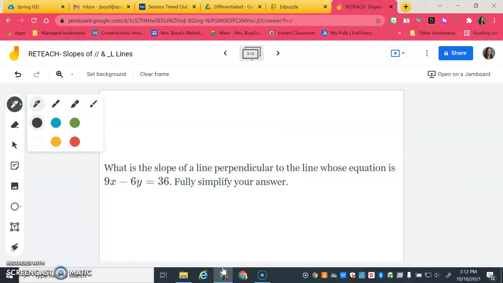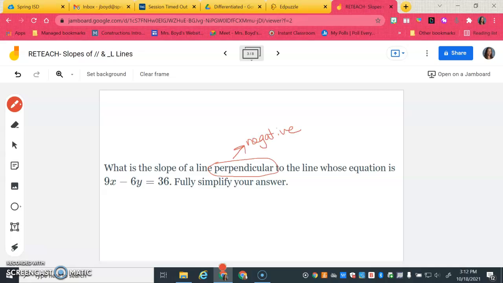All right, what is the slope of the line perpendicular to the line whose equation is 9x minus 6y equals 36? Fully simplify your answer. So our key word here is going to be perpendicular. Why? Because that tells us we need the negative reciprocal of our slope.